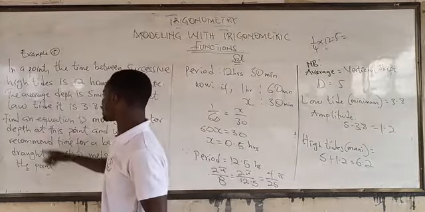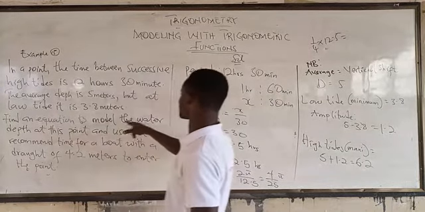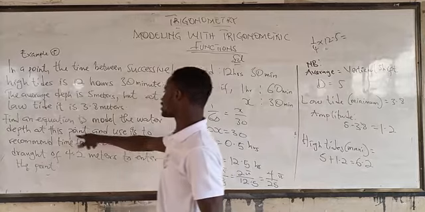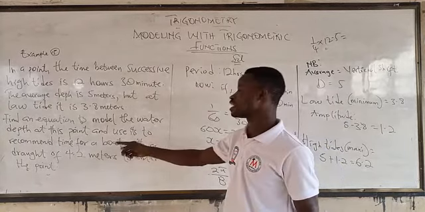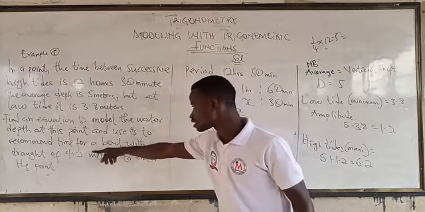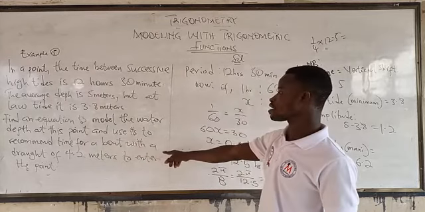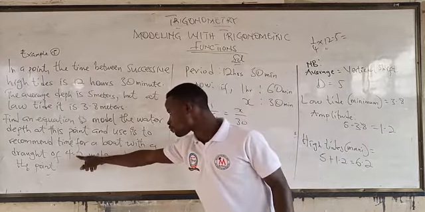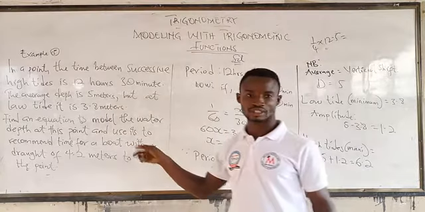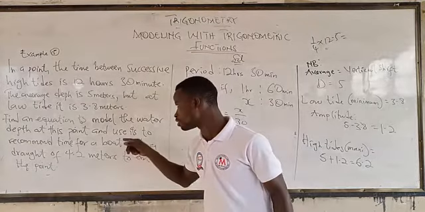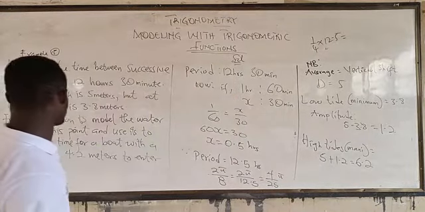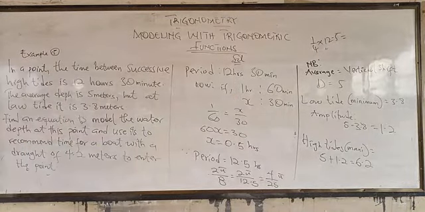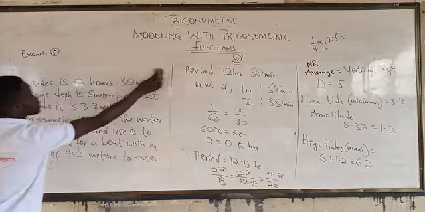But let's look at something here. Find an equation to model the water depth at this point and use it to recommend time for a boat with a drop of 4.2. So this is telling us something and we'll be looking at it. But let's first go for the equation. Having this, the equation will be simple for us. I can create the equation now.